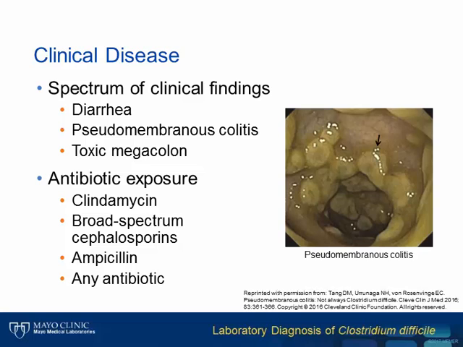C. difficile disease presents with a range of clinical findings from diarrhea to pseudomembranous colitis to toxic megacolon. Pictured are pseudomembranes in the colon as seen on flexible sigmoidoscopy in a patient with CDI. Pseudomembranes are adherent thick layers of inflammatory cells and mucus.